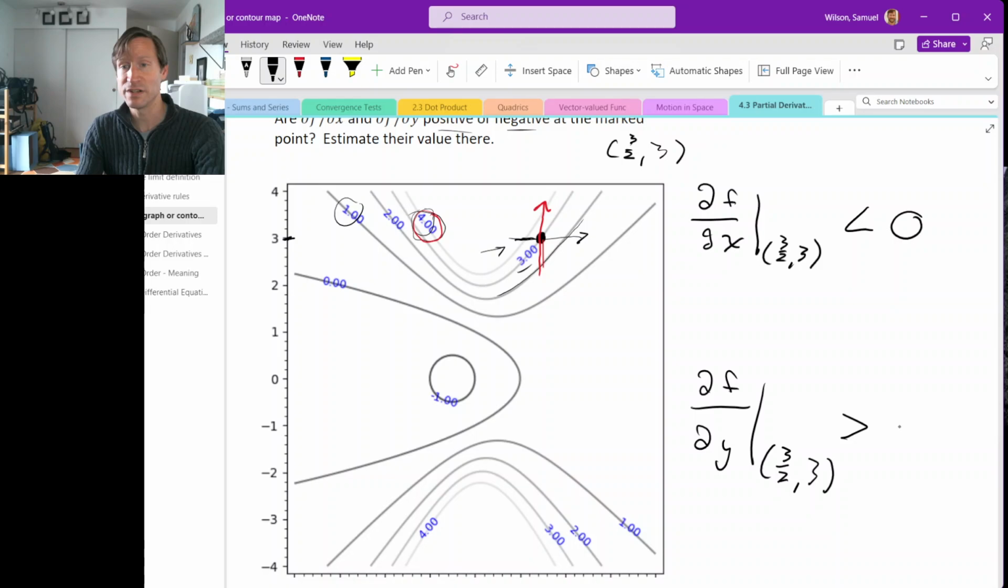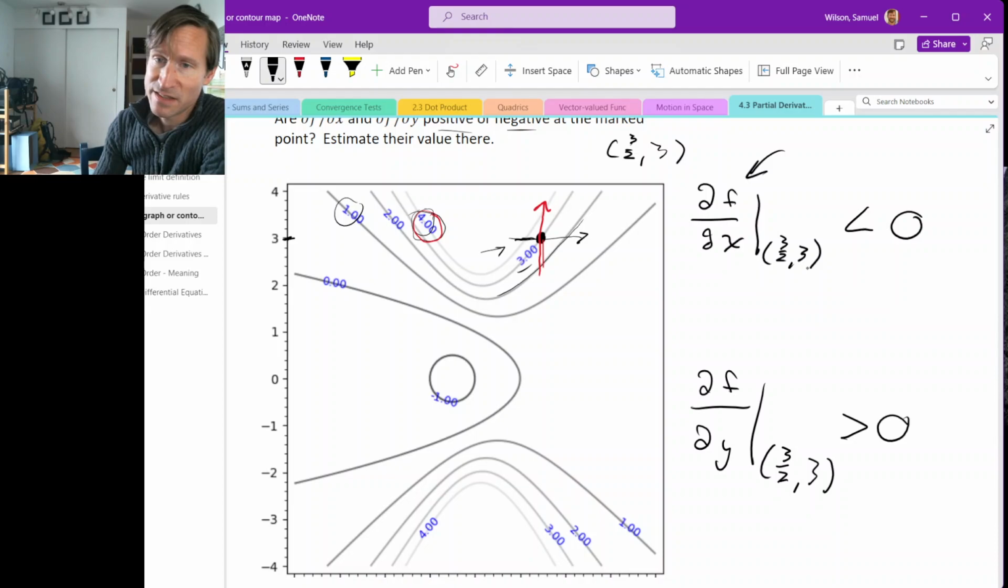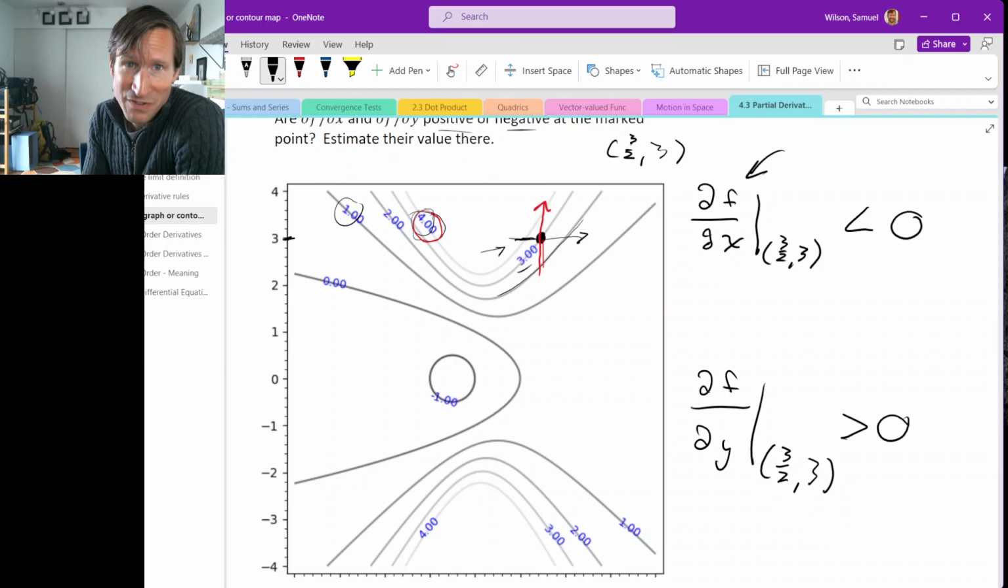All right. So now let's actually try to estimate the derivative in the x direction at this point, 3/2, 3. To do that, well, I mean, this isn't going to be very accurate because we only have a graph after all. But what we can do is actually move to a neighboring contour. Sorry, I said the x direction. So we need to move in the x direction to a neighboring contour, and then calculate the change in f over the change in x for the move that we just made.